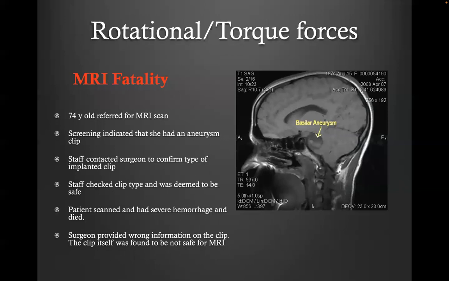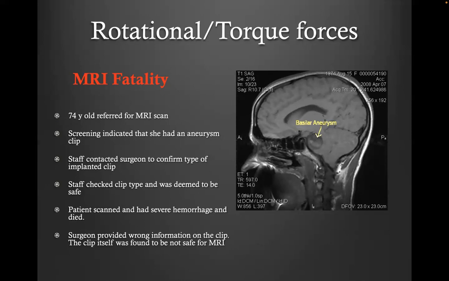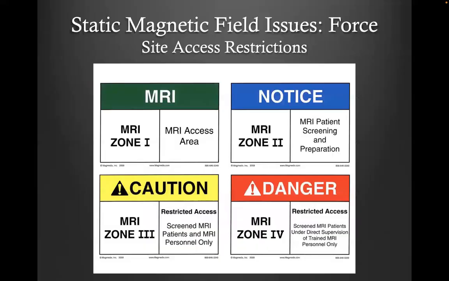That actually caused another fatality in MRI, where a 74-year-old female came for an MRI scan, and the screening somehow missed that there was an aneurysm clip, which is not MRI safe. And that actually moved. It did not get sucked into the MRI, but just moved when it was inside the scanner, and it caused a hemorrhage, and the patient actually died. So accidents do happen, and that is why we need to be very vigilant.